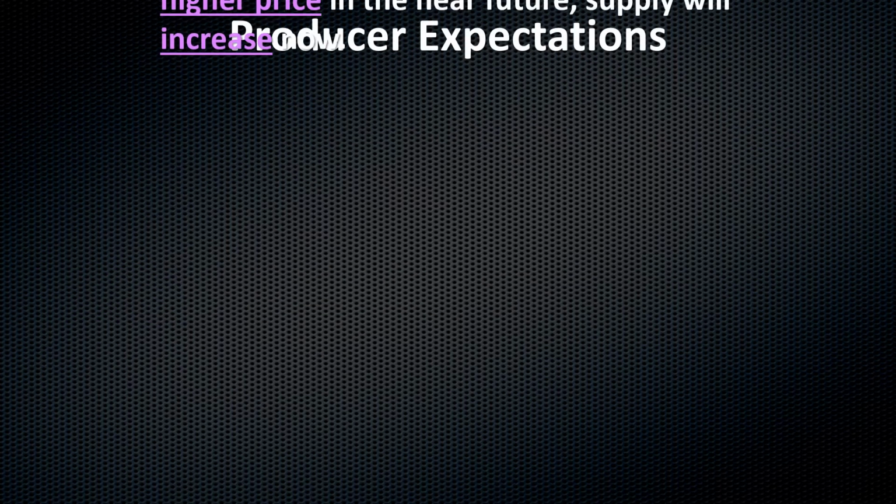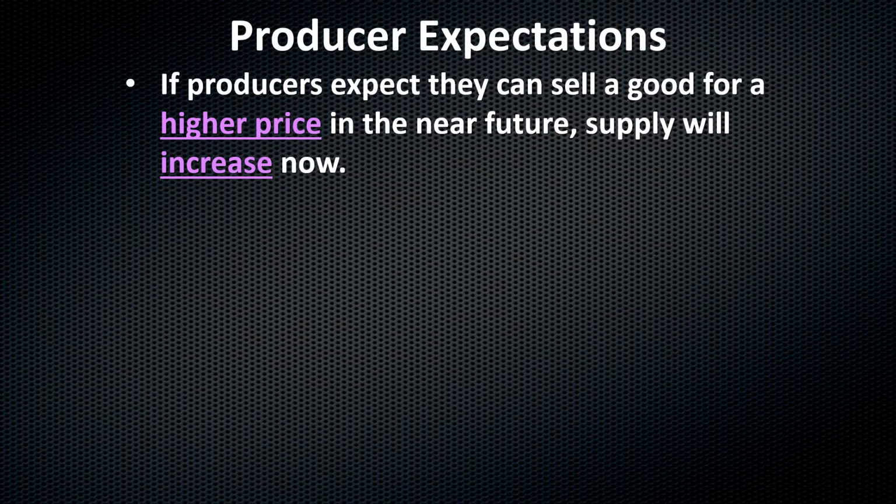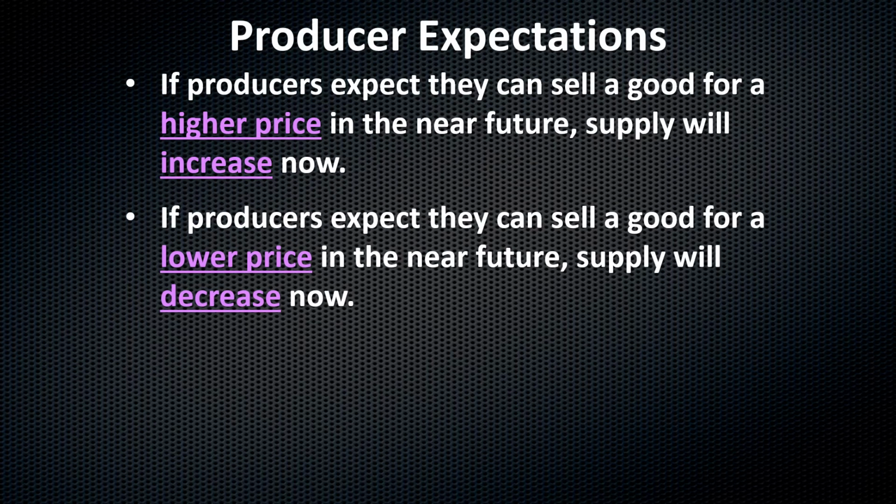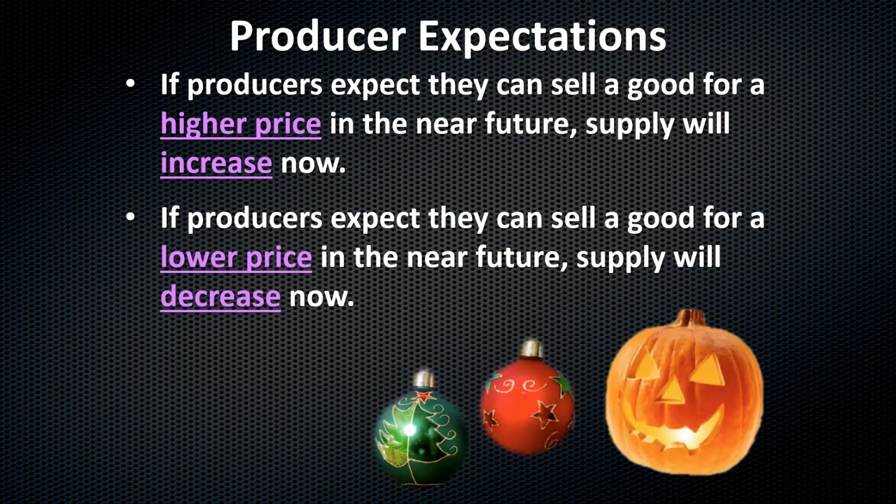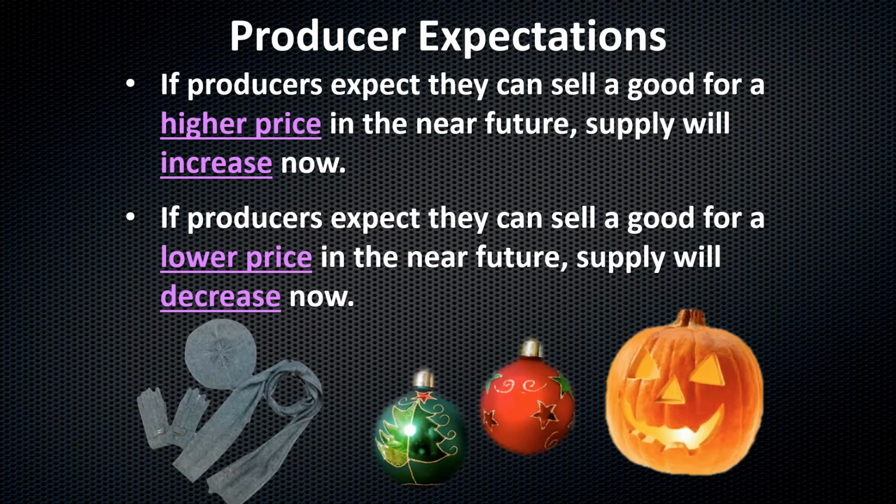So, producer expectations. If producers expect they can sell a good for a higher price in the near future, supply will increase now because I think I can make more money. If producers expect they can sell a good for a lower price in the near future, supply will decrease now, right? Because I know I'm going to lose money. So this is like around holiday shopping or seasonal shopping.